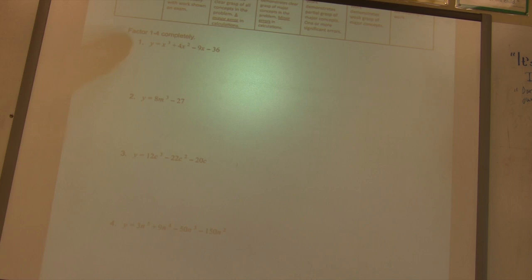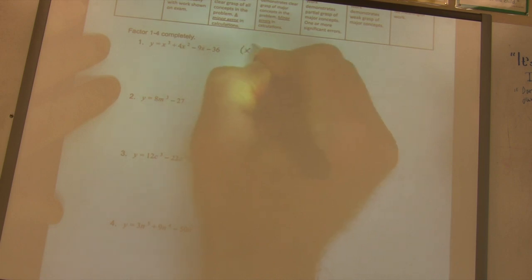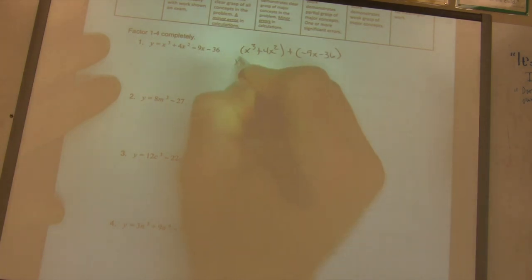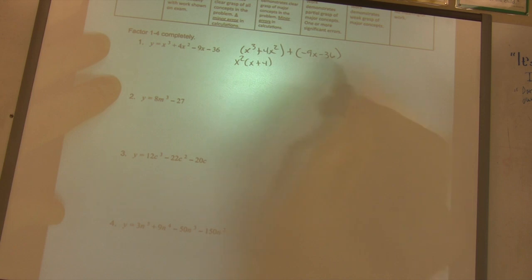So there is no greatest common factor, but it is more than 4 terms, so that tells us to group. So I'm going to rewrite that. I'm going to group the first two together, put a plus sign between, and group the last two together. Then I pull out the greatest common factor, which for the first one would be x squared, and then I get x plus 4. So I want this to be x plus 4, so these are both negative. I'll pull out a negative 9 and get x plus 4.